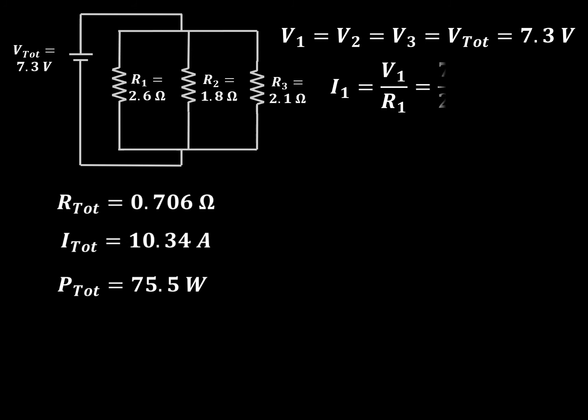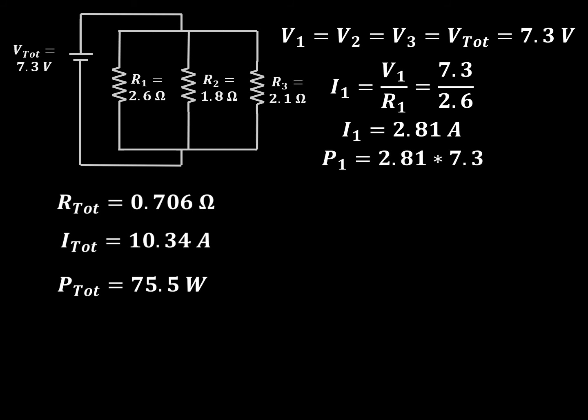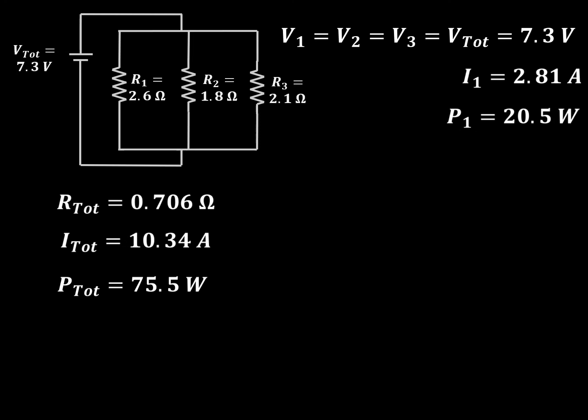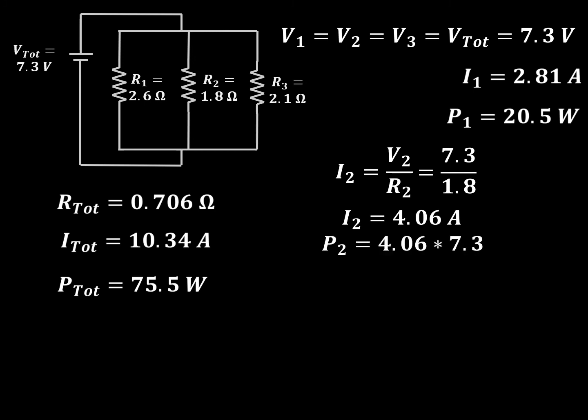So in order to find the current, we take the voltage divided by resistance. So it's 7.3 divided by 2.6 for the first one. That gives us a total of 2.81 amps. The power is going to be the current times the voltage. So it's 2.81 times 7.3, and that gives us a total of 20.5 watts. So we'll go ahead and set those aside. For the second resistor, the voltage divided by resistance is going to be 7.3 divided by 1.8, and that gives us a total of 4.06 amps.